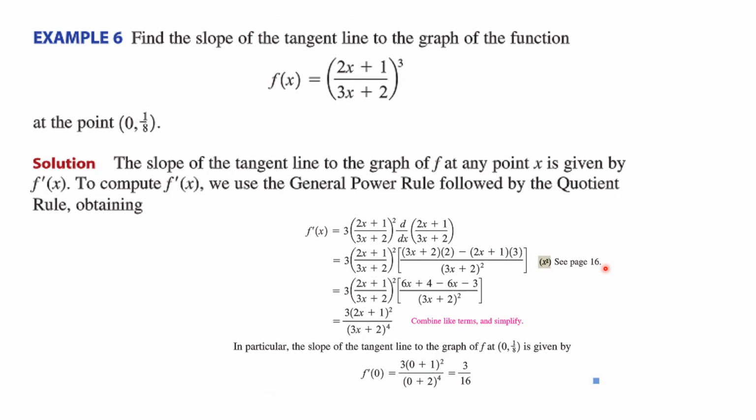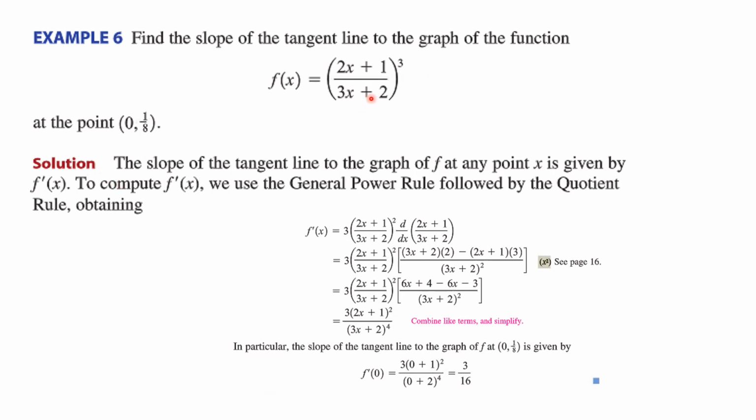Here's example 6. We want to find the slope of the tangent line to this function. This is y is equal to (2x + 1) divided by (3x + 2), whole to the third, at a specific point. So you see the derivative is going to be the slope of the tangent line at this curve, and so I'm going to take the derivative and then substitute x is equal to 0 into my problem.